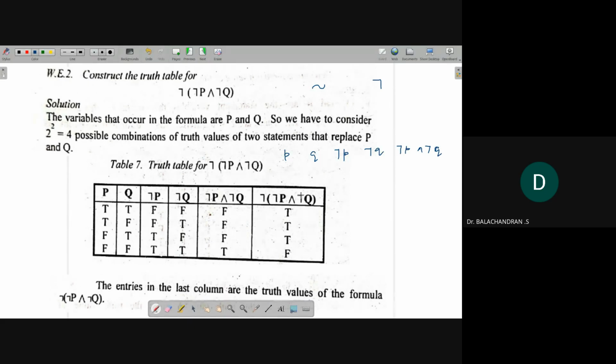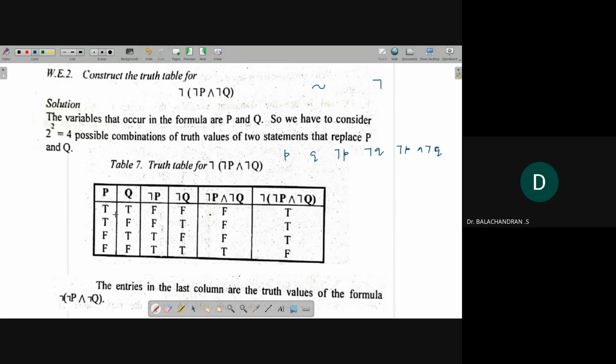So first of all, you should decide how many columns you need. If you write correctly, there is no need to rewrite. Suppose if you missed any one, then you need to add somewhere else. Okay. So that's why before starting the table, you should decide how many columns we need to write. Okay.